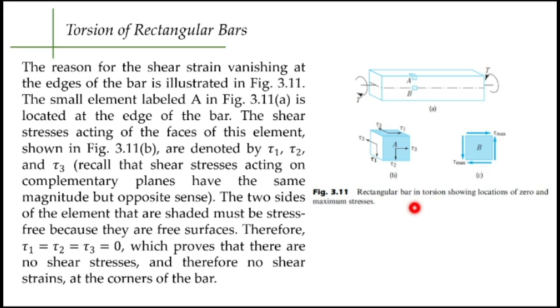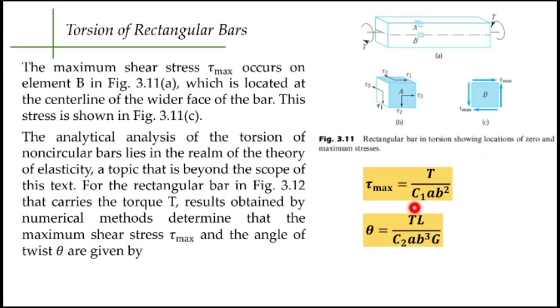You just have to go over this, but nevertheless, this is what I want you guys to remember. The formula to calculate the maximum shear stress manifested within a rectangular bar under torsion is tau sub max equal to T over C sub 1 multiplied by a multiplied by the square of b. And the angle of twist is TL over C sub 2 a b cubed G.